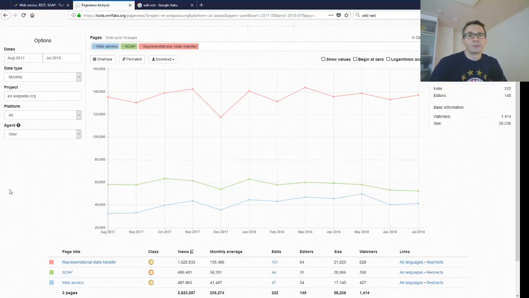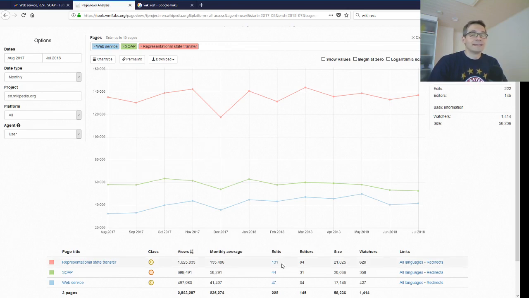Another possible source for trend mining are Wikipedia page views. This page shows that web service, the general term, has the least views when compared to SOAP and REST protocols. From the figure we can also see that REST is clearly the most popular. It has the most page views per month for the past year.